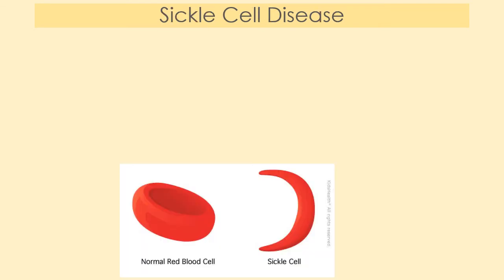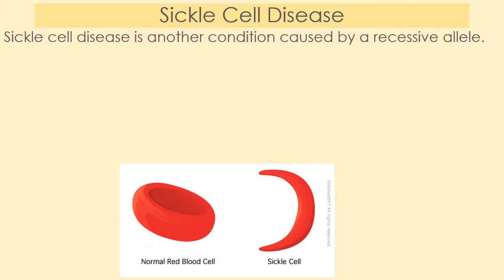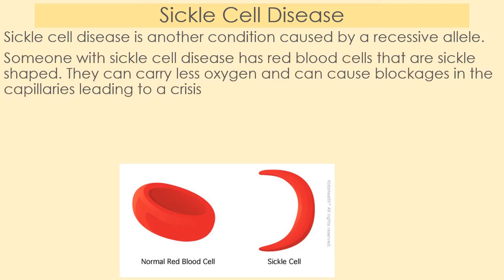We're now going to look at sickle cell disease. Apologies for this picture appearing in a minute, but this is what sickle cell disease looks like. It's another inherited condition, again caused by a recessive allele. Now, someone with sickle cell has red blood cells that are sickle shaped. So this one here, they're the wrong shape.